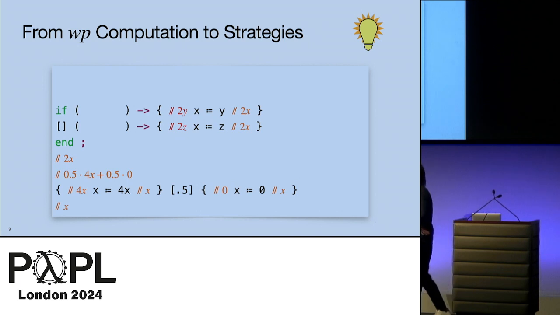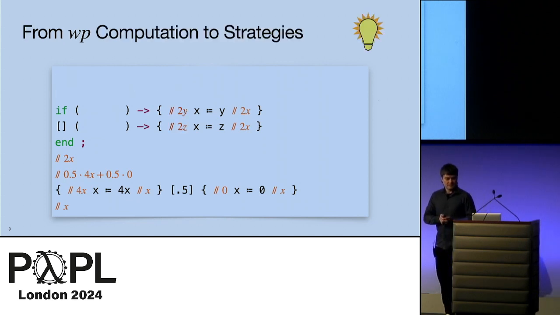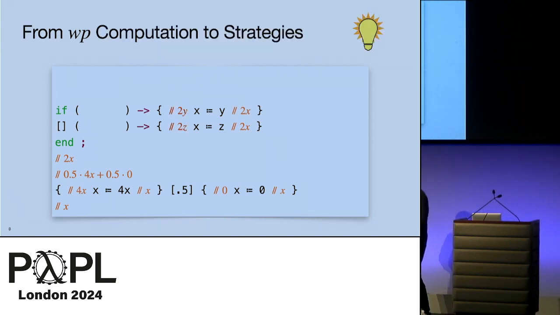How do these weakest pre-expectations help us to compute strategies? So let me take a few steps back. Previously I had this purely non-deterministic choice here. Now I would like to restrict it in order to derive a strategy. And actually this is a very simple idea, but it's sort of the main idea of our approach.